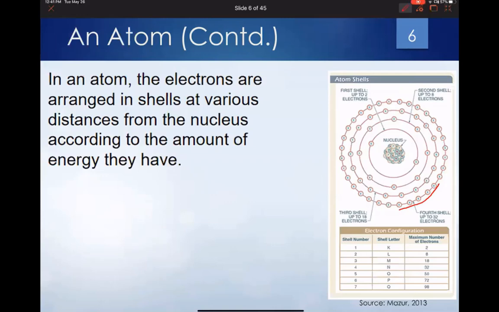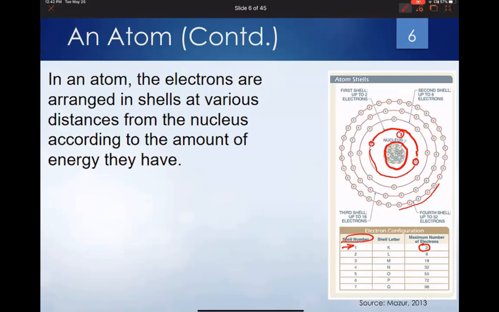Now, what you need to learn over here is, again, you have this nucleus, and this shell right here, which is sometimes also referred to as a level. This is shell number 1. This shell can have a maximum of 2 electrons, and that's where you see 1 electron over here and 1 electron over here.